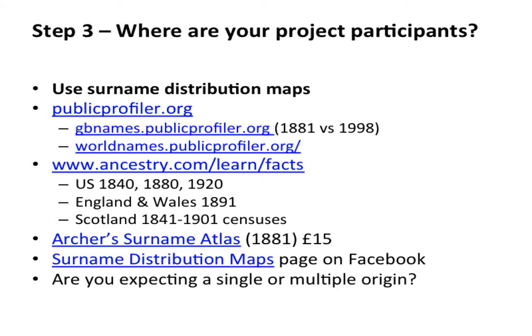Step 3 is, where are your project participants going to come from? Where is your target audience? And again, you will have done a lot of this work already from looking at the surname distribution maps. And a variety of different websites have those surname distribution maps. We're all familiar with Archer's DNA Atlas, and Howard Mathieson runs a very good Facebook group dealing specifically with surname distribution maps, a very, very useful resource.